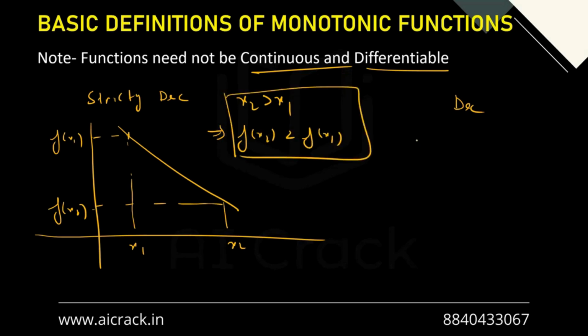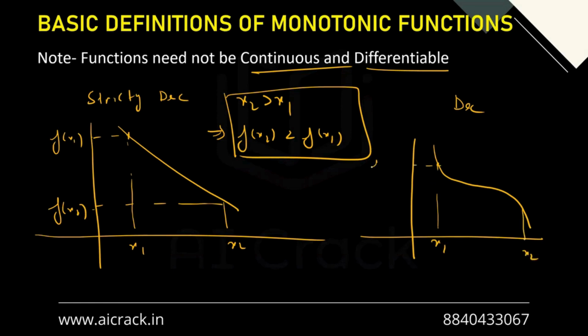And now if you talk about just decreasing functions, in that case, we can have a flat line like this. Let's say this point is x1, this point is x2, this value is f of x1, and this value is f of x2. Now in this case, we can say that when x2 is bigger than x1, that implies f of x2 is less than or equal to f of x1. Note that inequality, it can be equal as well.